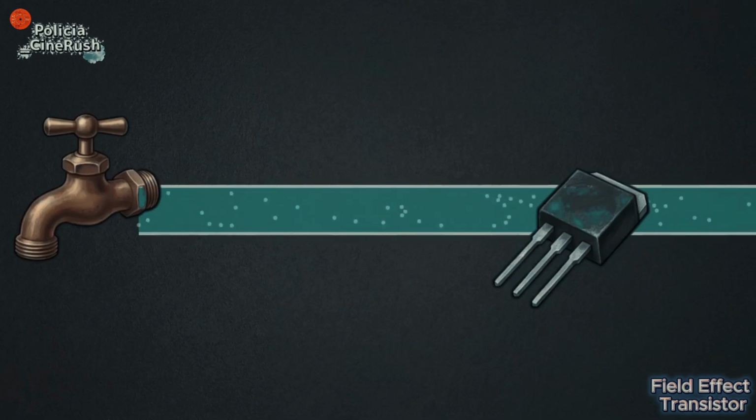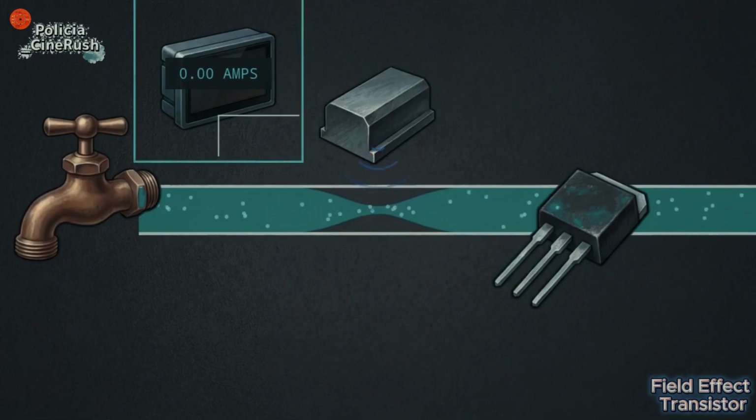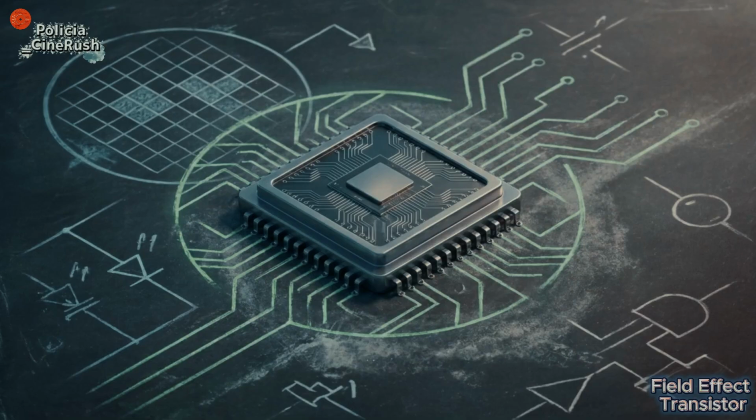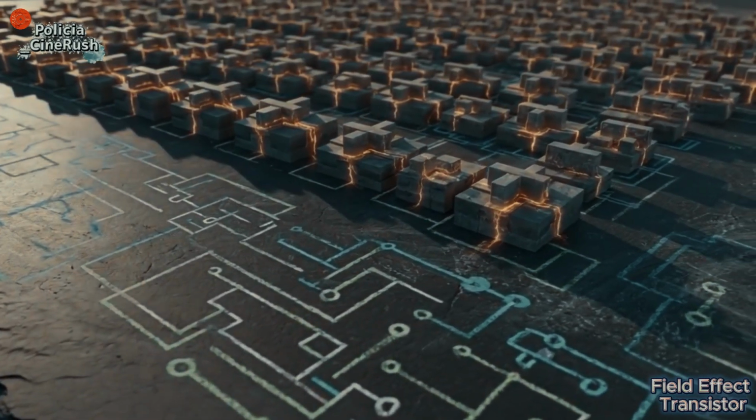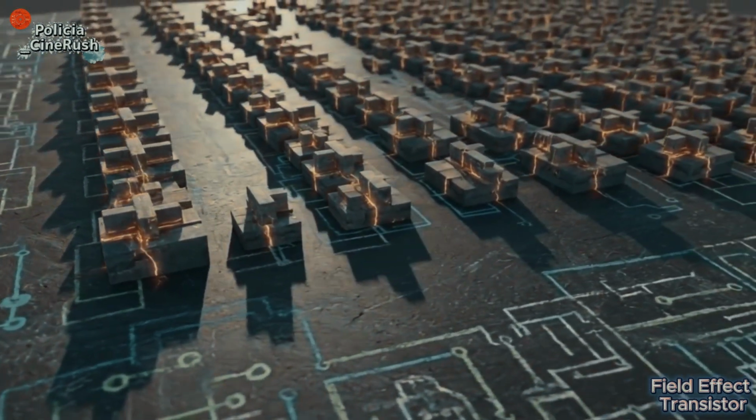A FET, however, is voltage-controlled. Instead of a secondary flow of water, the gate applies an invisible electric field to narrow the channel. Because this field acts at a distance, absolute zero current flows into the gate itself. Because the gate draws virtually no power to hold its state, your mobile devices can keep billions of these microscopic switches active and still run for days on a tiny battery.